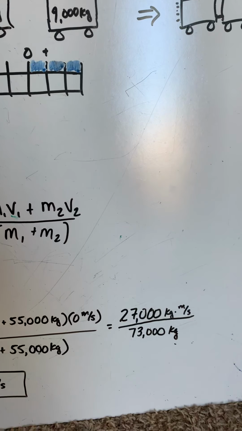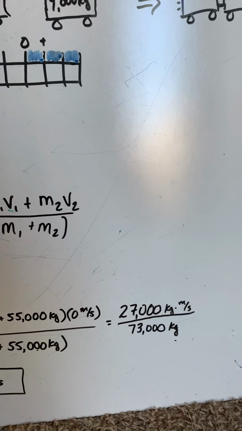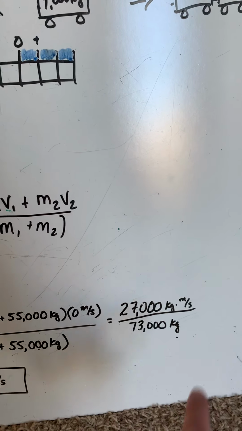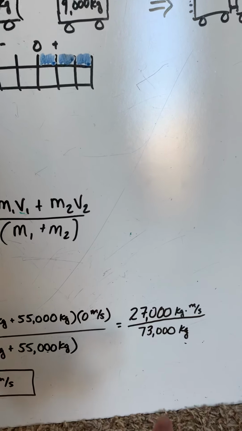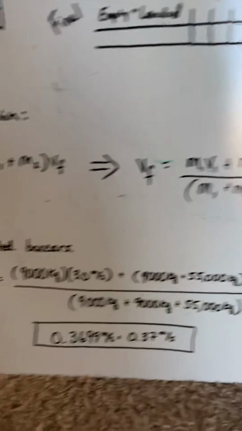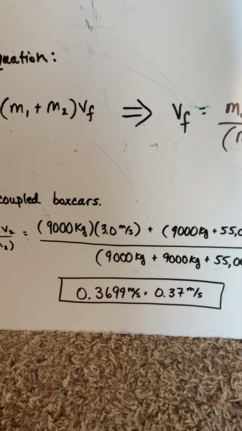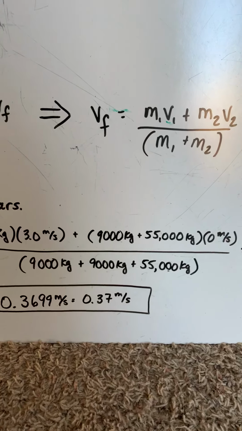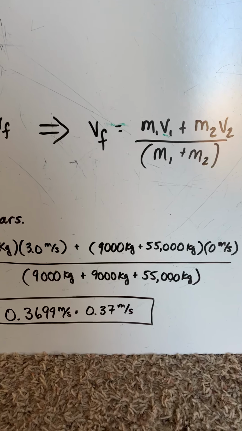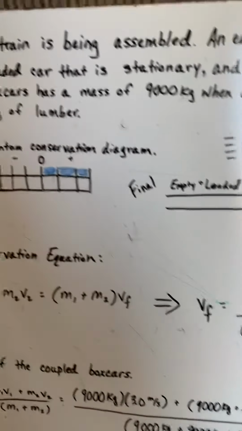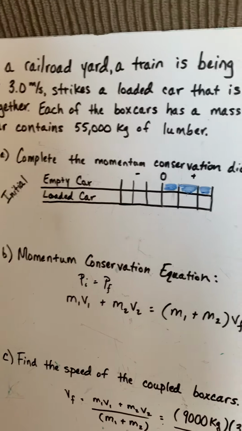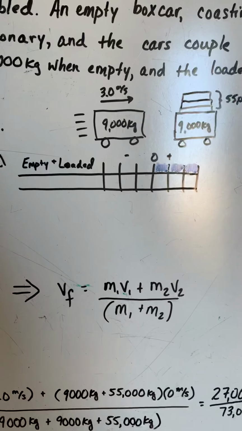Again, for momentum, the units are just what we see. It's kilograms times meters per second, okay? And then again, the mass down at the bottom, kilograms. I do the math, I get a value, 0.3699 meters per second, or we can round it to 0.37 meters per second. So this is just an overview of the basic setup on how to go through these problems.